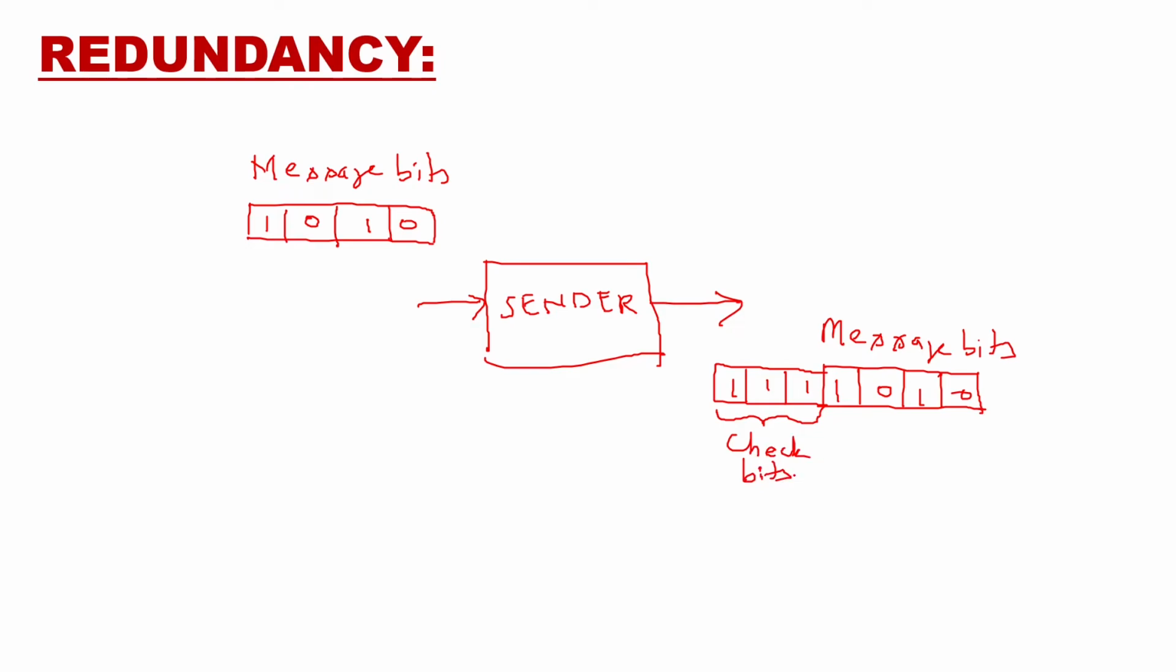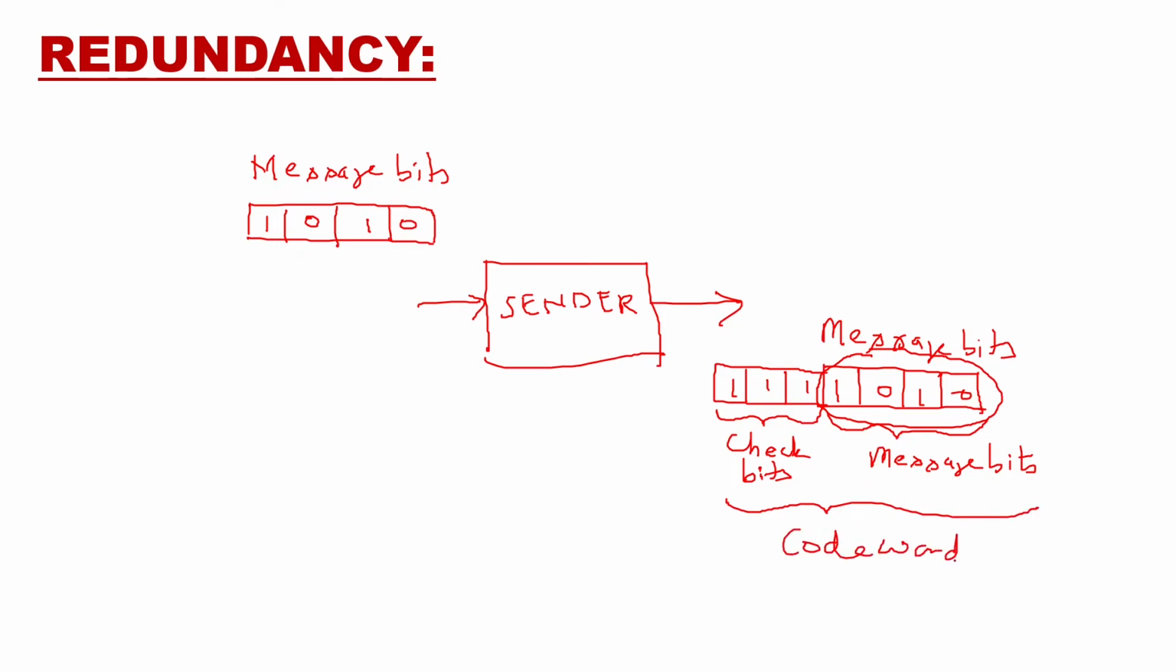These bits help you to detect error when the data is received at the receiver. So this is the check bits and these are your message bits. Message bits have information, whereas check bits do not carry any information. It is only an ordered pattern of bits. Check bits and message bits together will be called the code word. So this is the code word you are going to send.